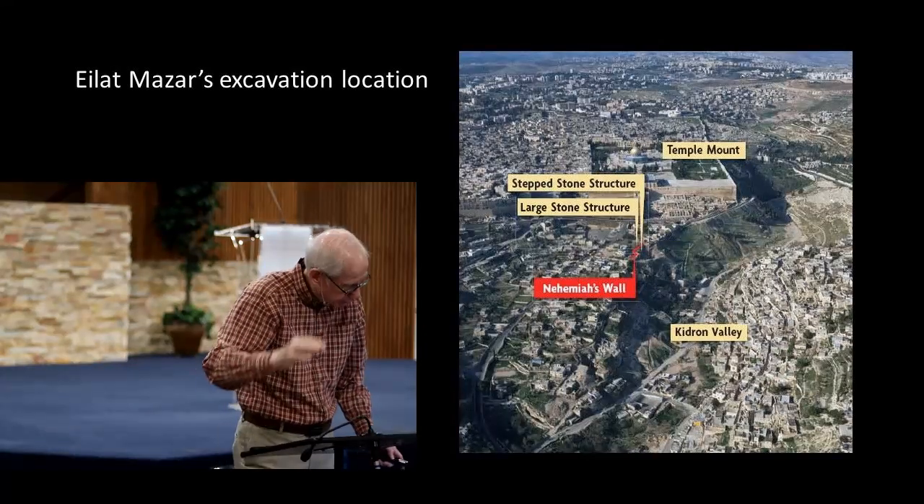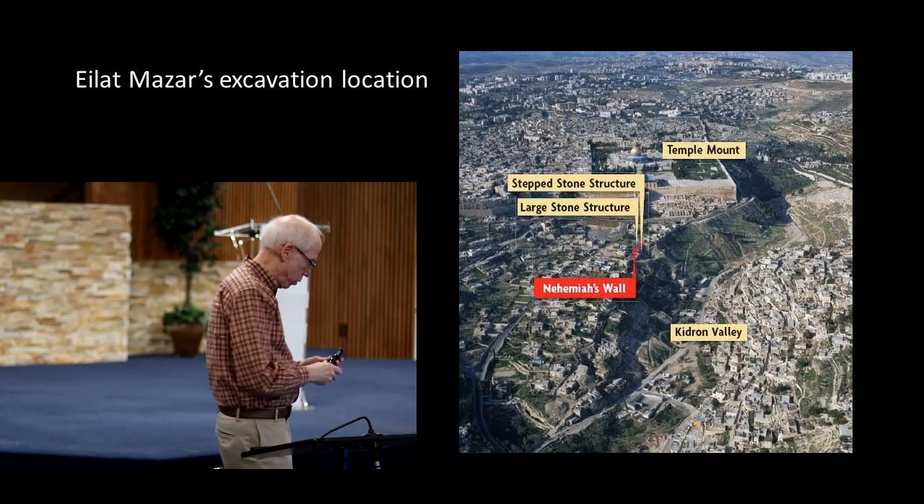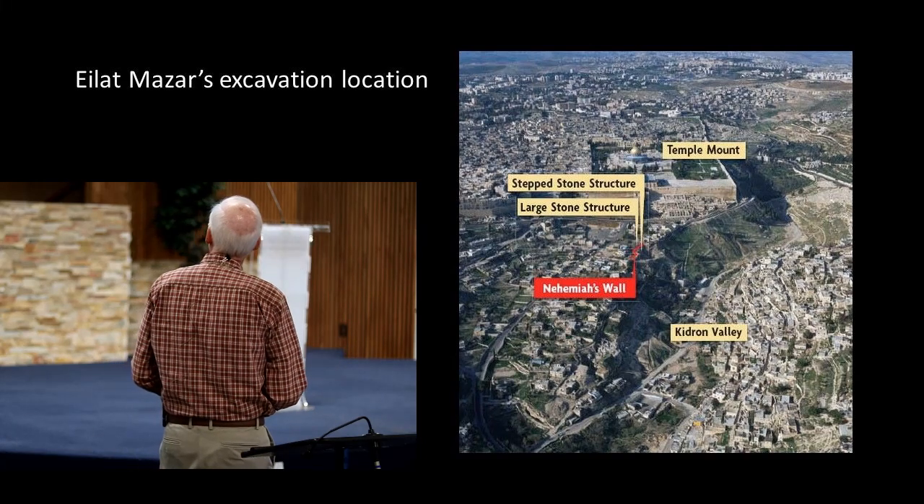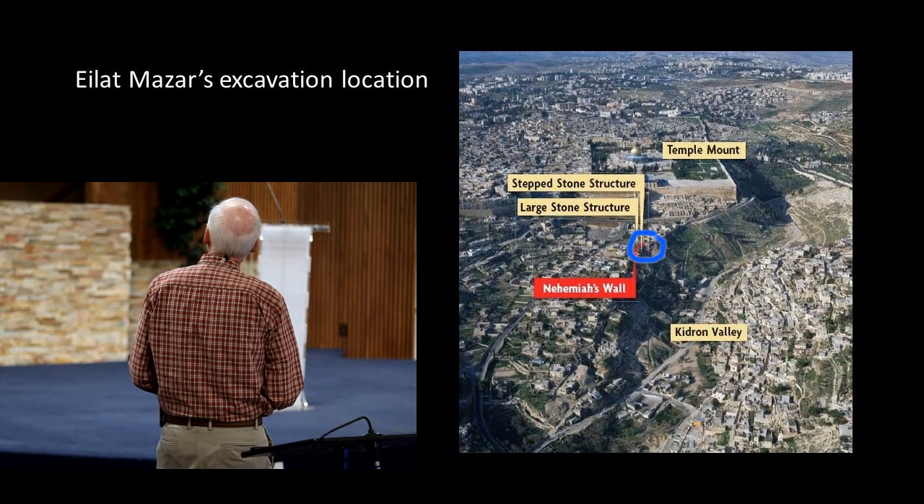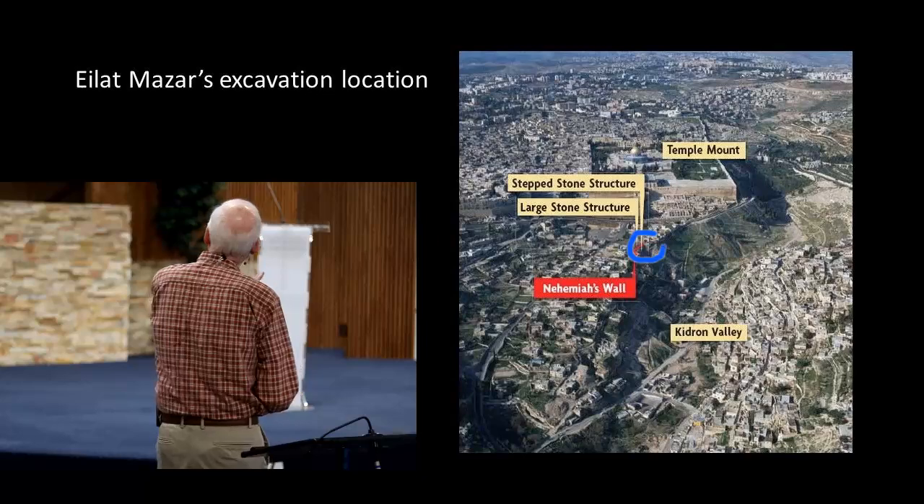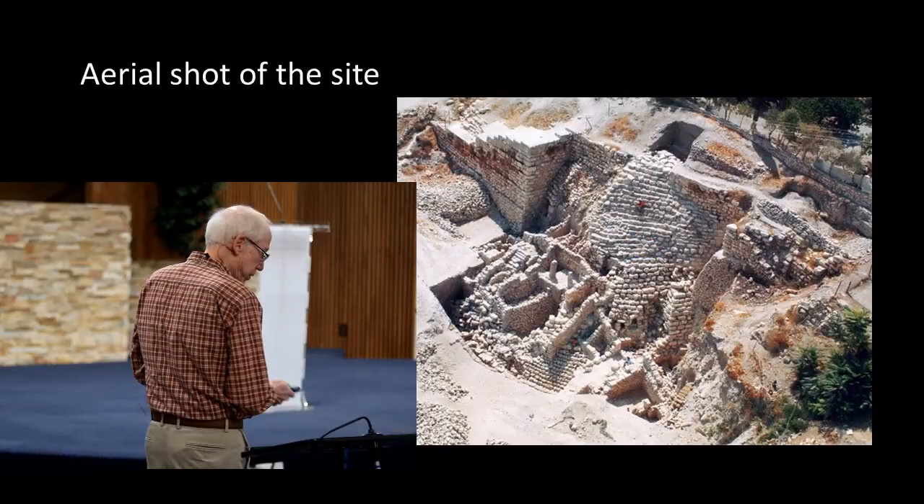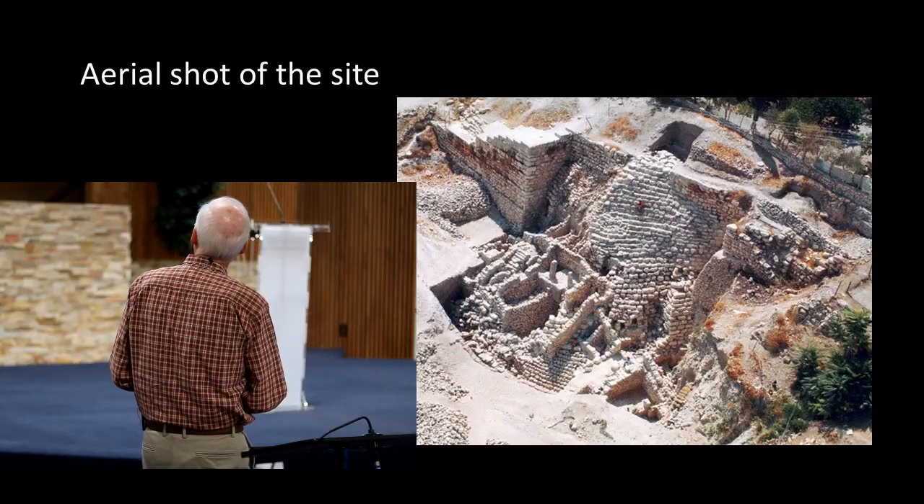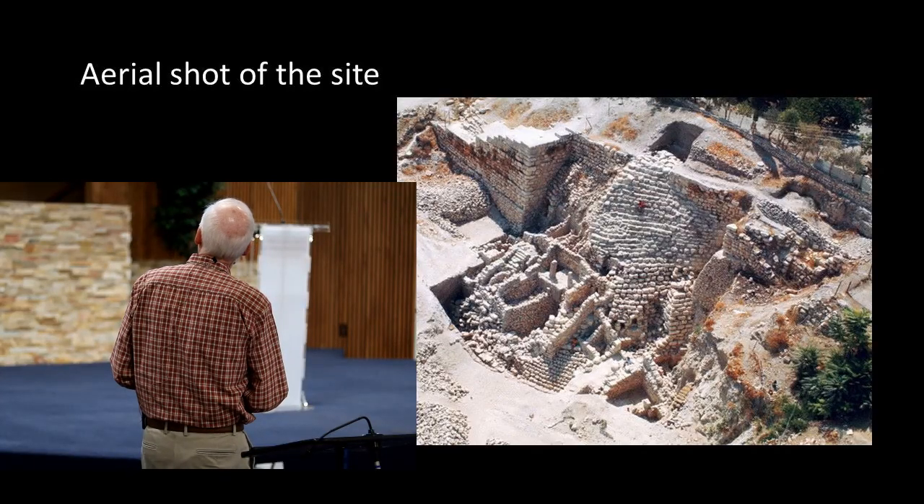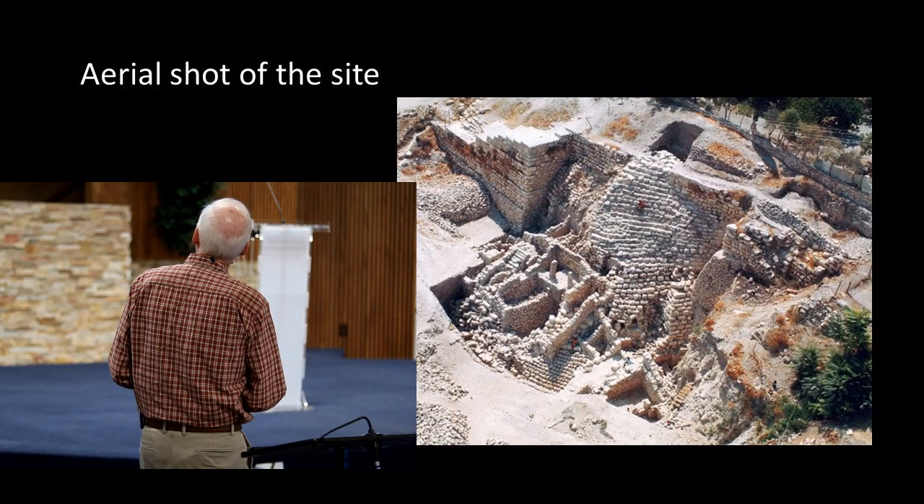So let me show you what this is. Here's the location of this wall. I'm just going to gradually zoom in. Here's the City of David, that tongue that comes down. There's the Temple Mount. And here's the Kidron Valley, and here is where this wall is. There's a large stone structure, this stepped stone structure. Now I'm going to zoom into that, with an aerial view. So here is the view of Mazar's excavation. And here you have this step structure. You see kind of how it pinches in. Right here is the wall that she says was constructed in Nehemiah's time.